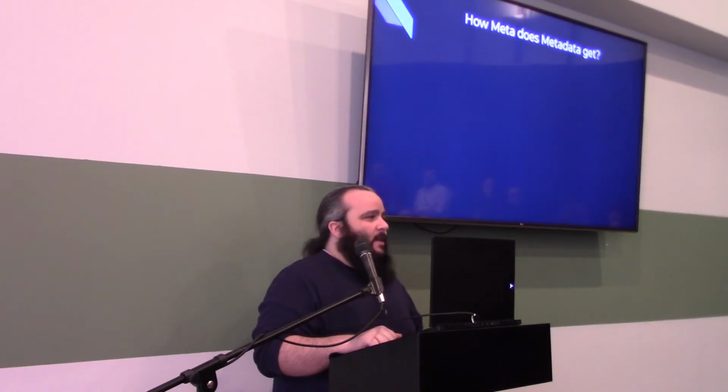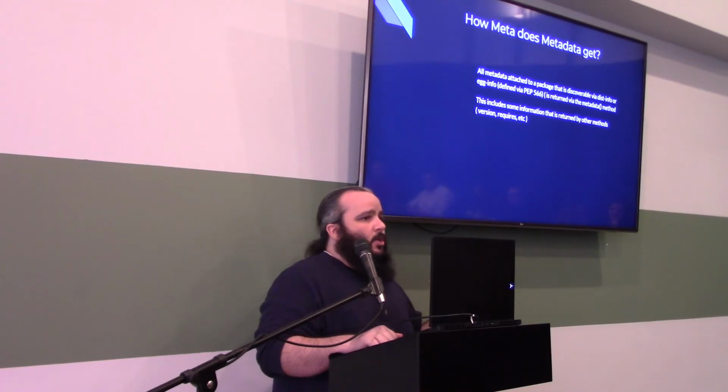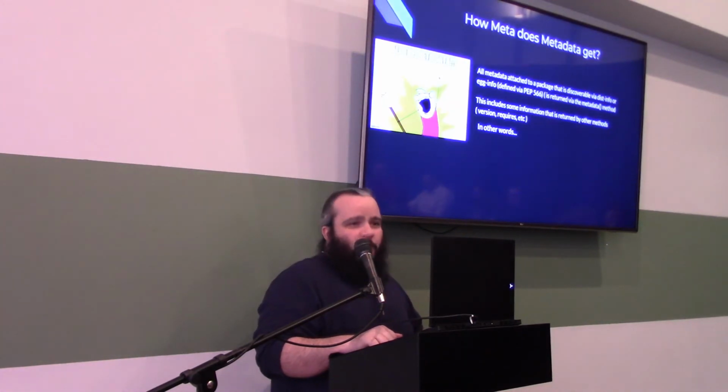So how meta does metadata get? It gets so meta. So all metadata that's attached to a package that is discoverable via the distribution info or the egg info, which is defined by PEP 566, it's returned via the metadata function. This includes some information that is returned by the other methods, like the convenience methods, including version, requires, and so on and so forth. So if you need a lot of this information, it's probably better to go ahead and just grab all of it and parse through it. Otherwise, if you just need one or two things, use the convenience methods. But in other words, it grabs all the metadata.